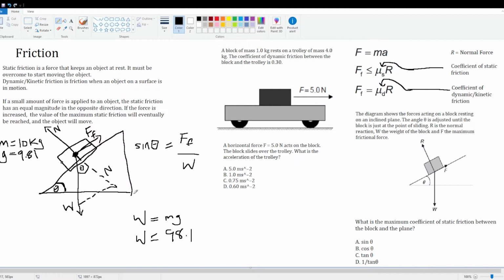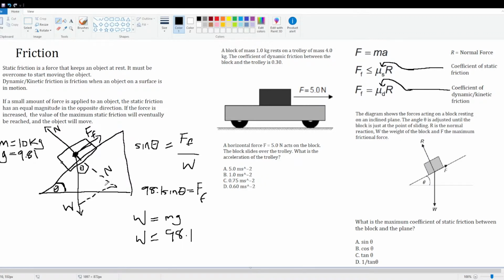So now, let's say we were also given the angle, then we'd be able to find out what the force of friction was. So we'd get sine theta equals F_f over W, actually, sorry, just rearranging it, we'd get 98.1 sine theta equals F_f. Right, does that make sense?